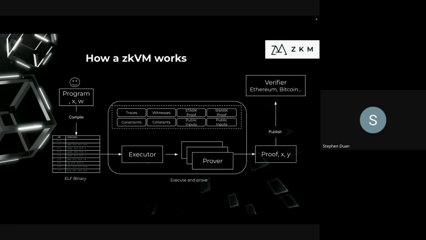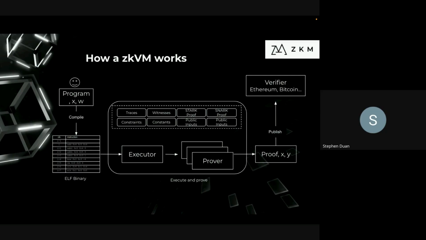So basically, zkVM works like this. You have some compiler, like the Rust compiler or the GoLang compiler. They can help us compile the high-level language program to an ELF binary. The ELF can target RISC-V, WASM, or some other ISA like MIPS. So when we have the ELF binary, we begin to execute.